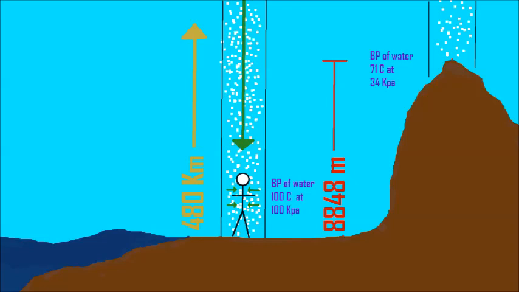Mount Everest is 8,840 metres high. There's very little oxygen at the top of Mount Everest because the heavier stuff falls further down. So there is nearly 9 kilometres less air above you when you are standing on the top of Mount Everest. The boiling point of water at the top of Mount Everest is 71 degrees Celsius at 34 kilopascals. Does this give you more of a hint of what's going on?